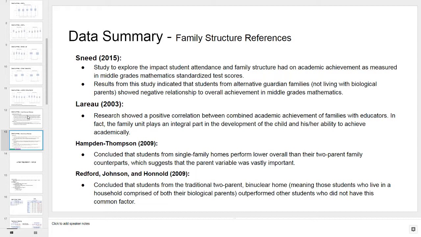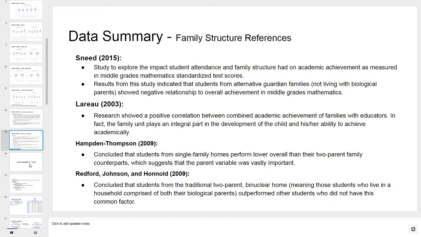A 2003 study showed a positive correlation, and this is right in line with some of my results. If a student comes from a family with a parent that's a teacher or has an educational background, you do see a positive relationship with that in grades. So this study confirms what I was able to reconfirm here.